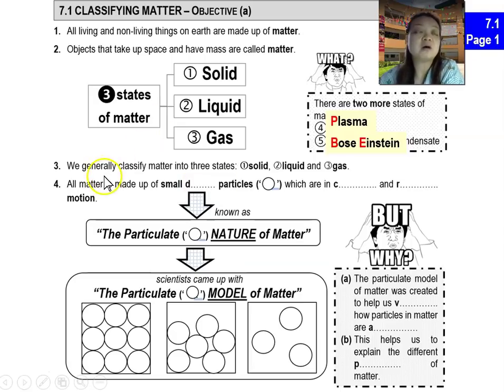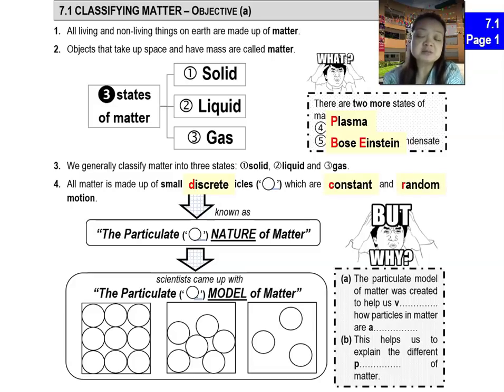And we want to say that all solids, liquids, and gases are actually made up of small, discrete particles. Now, these particles, we will use a circle to represent them. And these particles are known as discrete because they are separate particles. So we draw them separate from each other. So they are clear, discrete particles. And scientists have discovered from many different experiments that they are in constant and random motion. Constant means they are constantly moving, and how they move is very random. There is really no fixed way to say it. They will move from left to right or right to left or up and down. So they are constantly moving and they are moving in random motion.